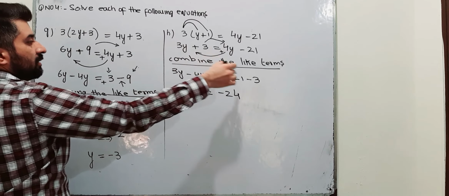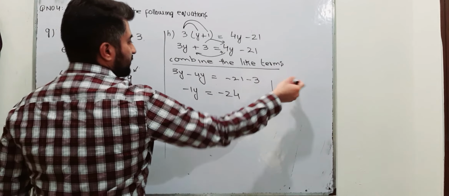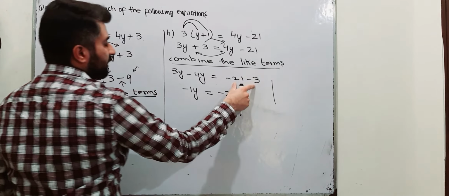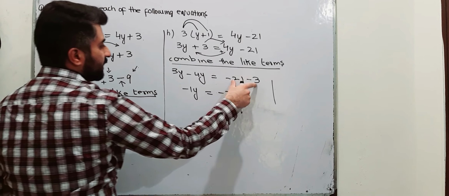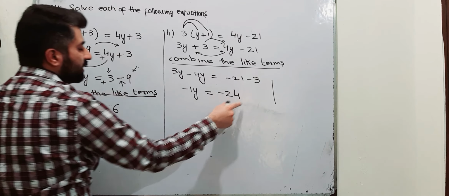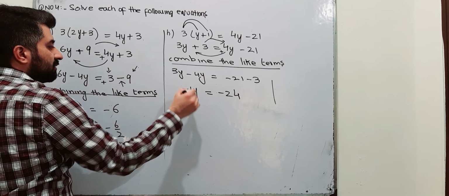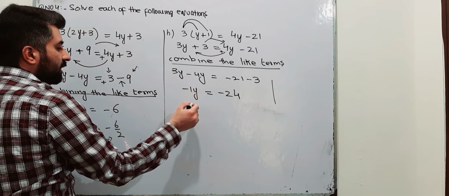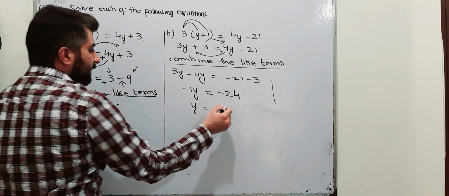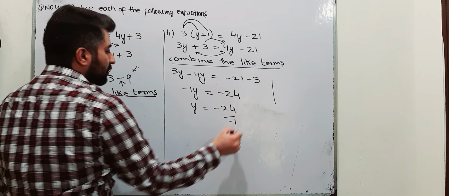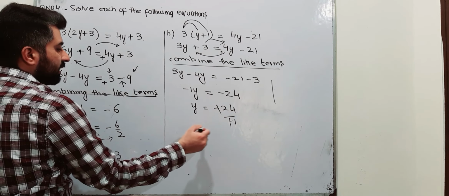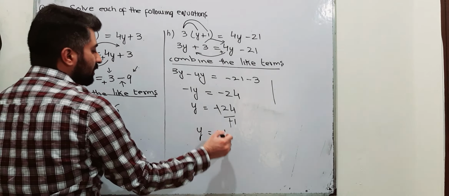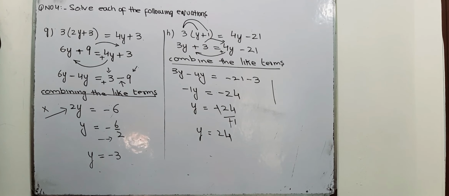Now most of the students used to say minus minus is plus. Actually this is not a multiplication operation, this is a subtraction operation. This is negative, this is negative, they will add up to become a big negative. This minus 1 is being multiplied by y. Move this minus 1 to the right side, so it is going to divide this minus 24. Minus goes with minus, so y is equal to 24. This is the answer for this part.